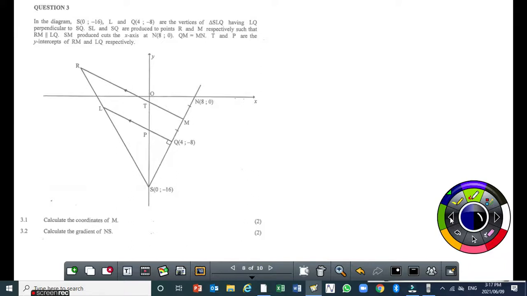M is the midpoint of QN. We are given the coordinates of N and the coordinates of Q. This is a grade 10 question.